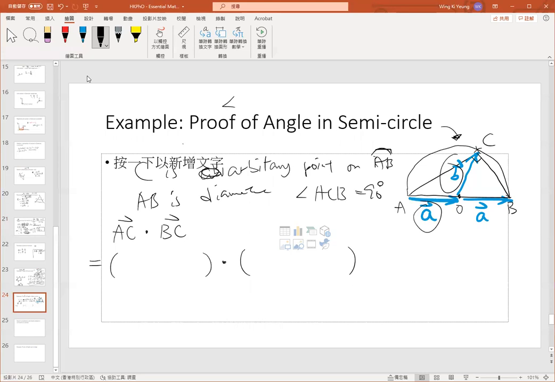Done it? So vector AC pointing from A to C is the small a plus b, is it? Vector BC pointing from B to C should be b minus a. Okay? And then you expand this dot product, and you get a dot b plus b dot b minus a dot a minus b dot a. Is it?